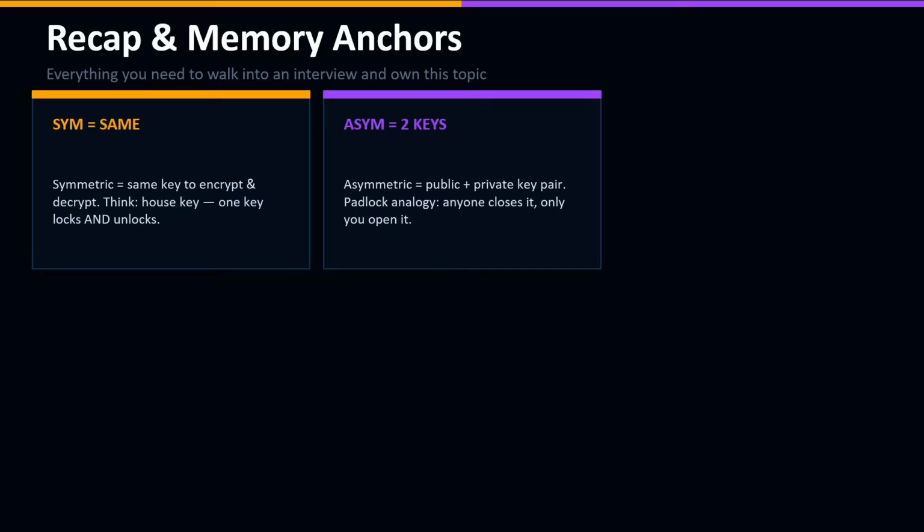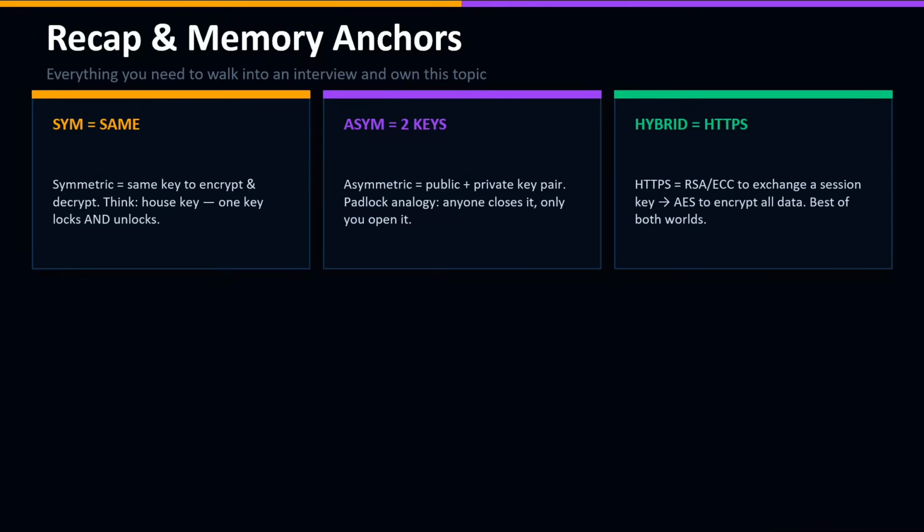Asymmetric, asym equals two keys. Asymmetric uses a public and a private key pair. Remember this with the padlock analogy. Anyone can click your padlock shut with your public key, and only you can open it with your private key. Hybrid equals HTTPS. The real world uses both. Asymmetric solves the key exchange problem, and symmetric handles the data transfer. That's basically HTTPS in one sentence.